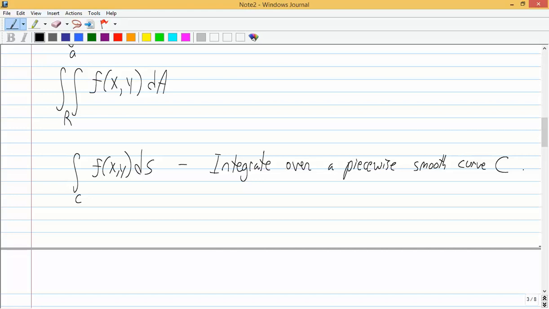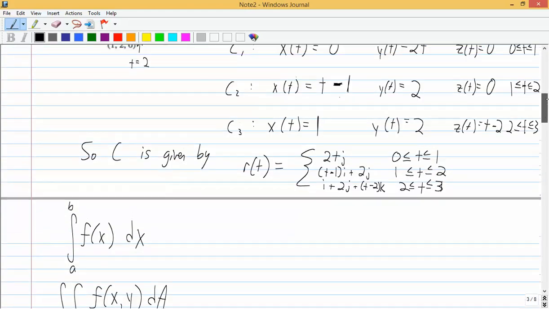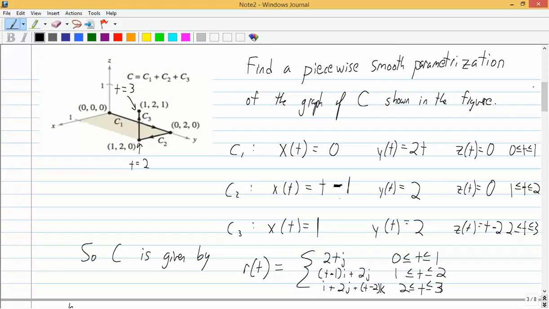Why don't we call it a piecewise smooth curve and the other one was a triangle? The actual graph of it was a triangle-ish looking thing. This? Yes.